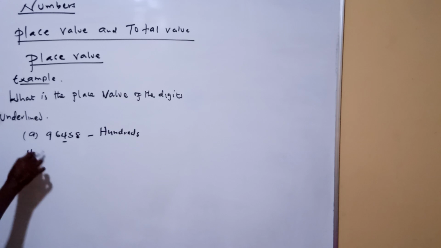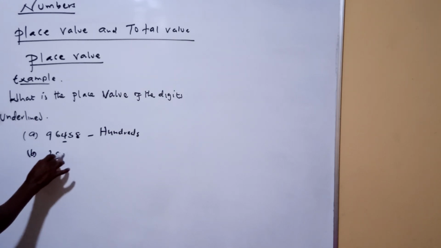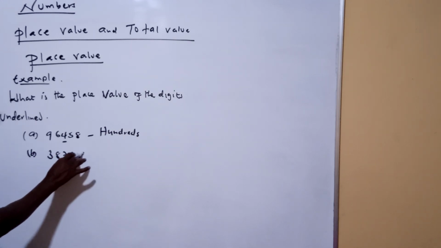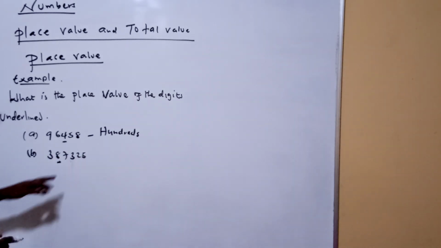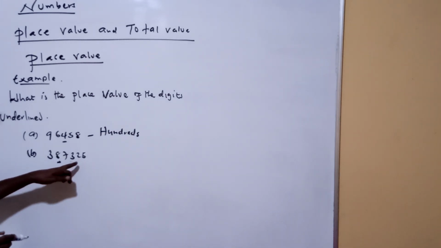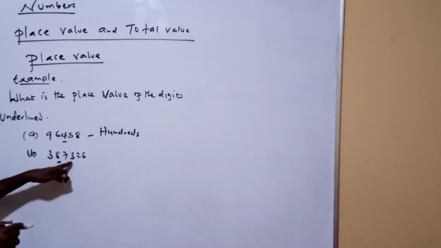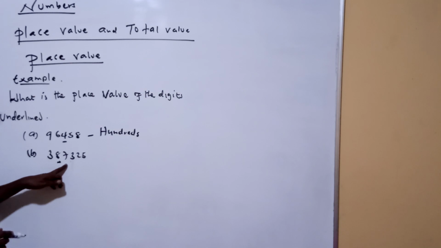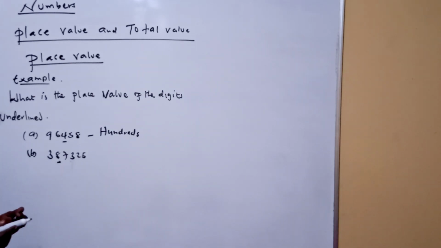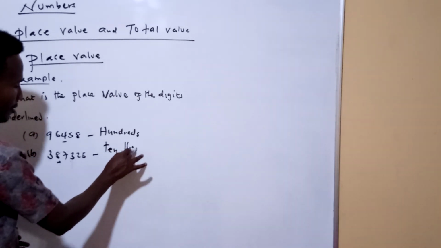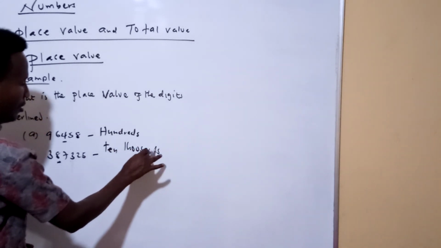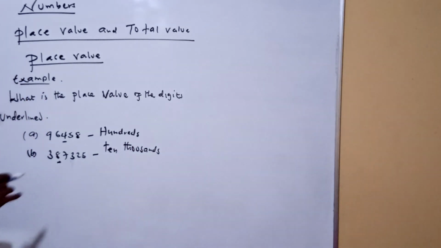Then let's go to B and see the next one, that is 387325. Let's see this one. This is what we have. This one is ones, this is tens, this is 100, this is 1000, and this is 10,000. So we're going to say 10,000. You add s, 10,000. That's what they're going to say.